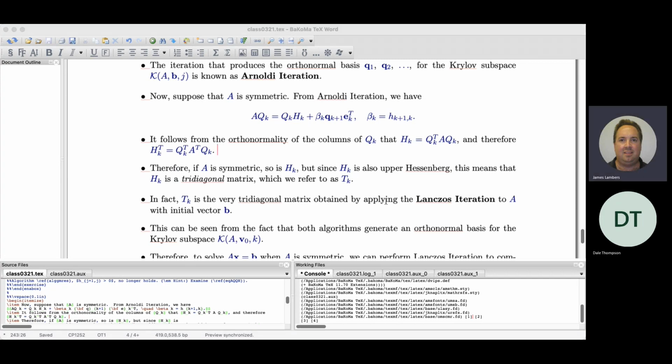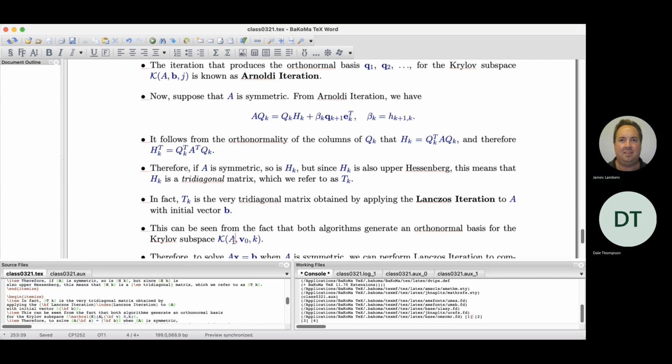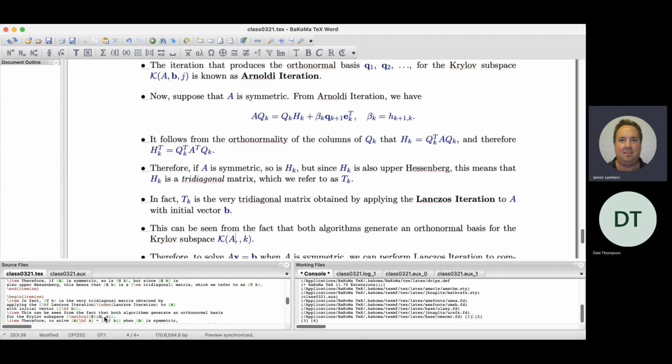I just realized something notation-wise, in terms of how I write Krylov subspaces. Sorry, this notation's a little inconsistent. Normally, when I've been describing Krylov subspaces, I put the vector first. Here I put the matrix first for some reason.